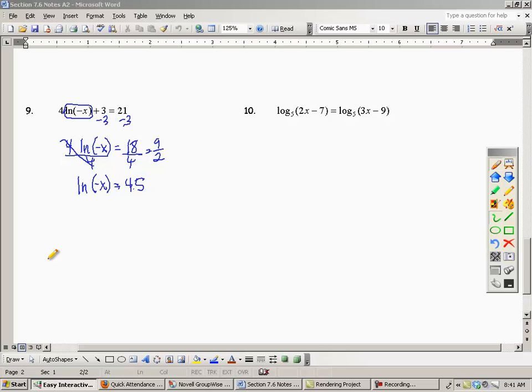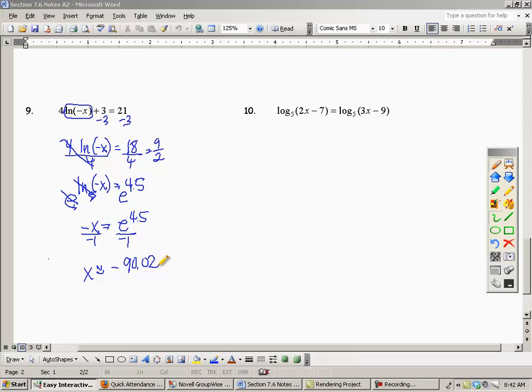Okay? Now, what's the base? I'm stuck here in a log and I can't get to x. The base of a natural log is e. So how do you get rid of a log? You raise e to this side and e to that side so that my logs will cancel out. So I have that negative x equals e to the 4.5, and I don't want a negative x, so I divide by negative 1. I want x. X is approximately negative 90.02.